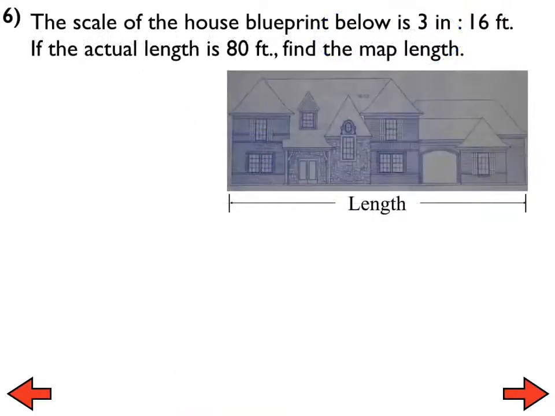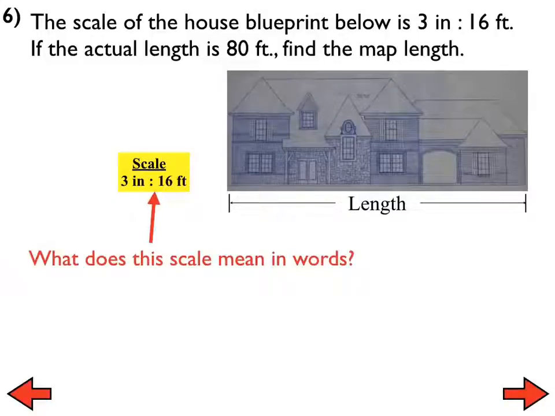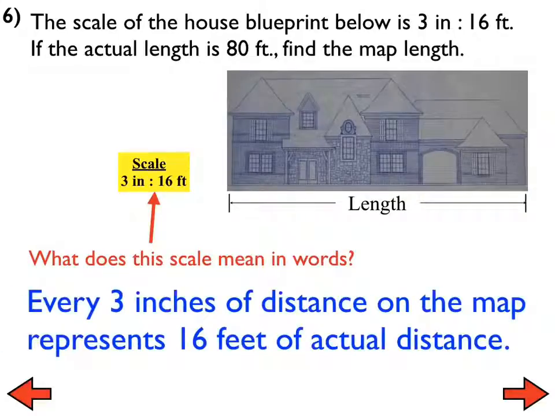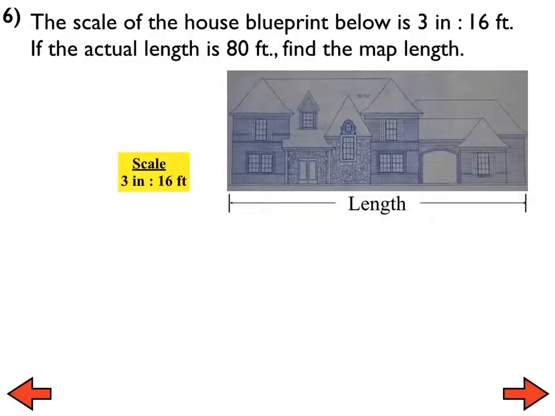Last one on your notes here, we have a blueprint. It's kind of hard to see on your notes because it's in black and white. If you look up on my screen, a blueprint is a floor plan, basically, of measurements of a house or building. So we have a house here, and it tells you the scale is 3 inches to 16 feet. Brian, what does that mean in words? The scale. What does that mean in words? 3 inches in drawing and 16 feet in reality. Awesome. 3 inches in the drawing would mean 16 feet in reality. Write a sentence that means something like that. And then that scale is going to be your first ratio in your proportion, 3 over 16.